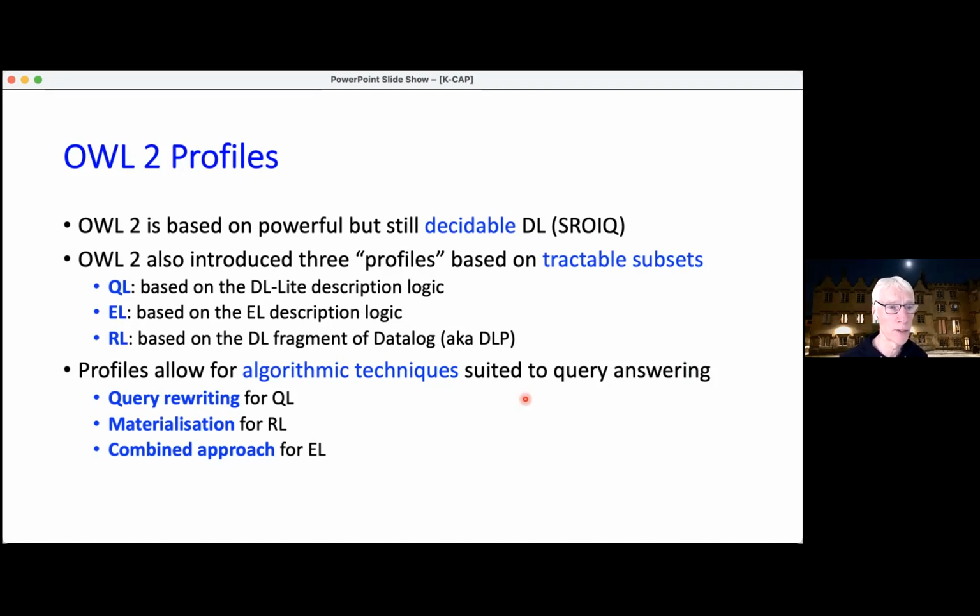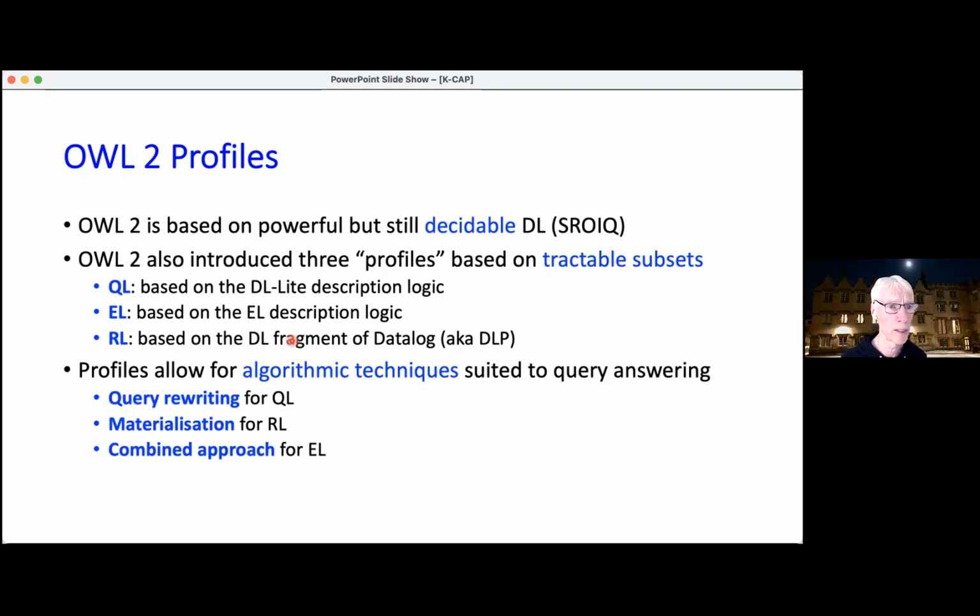The three profiles that were introduced were called QL, which actually stands for query language. It was based on the DL-Lite description logic, which was focused on query answering. EL, which is based on the EL description logic, and RL, which I'm going to talk more about in a minute, which is based on the fragment of description logic that you can also capture in Datalog. So it's kind of the intersection between description logic and Datalog.